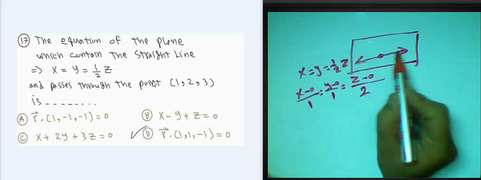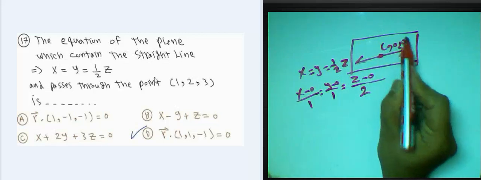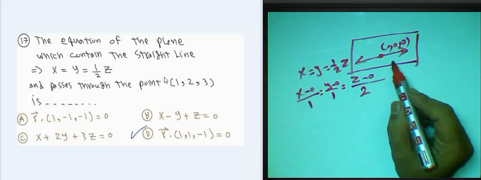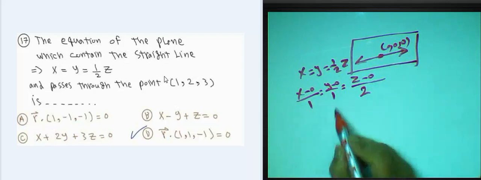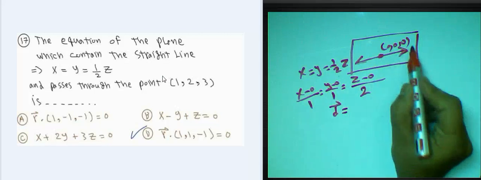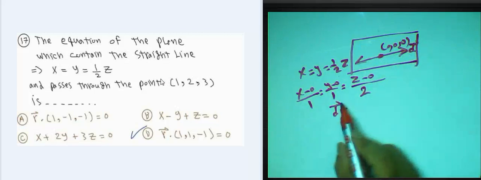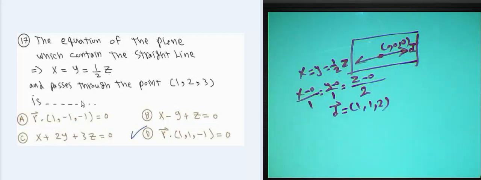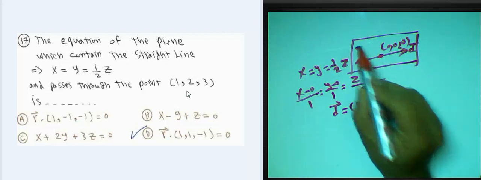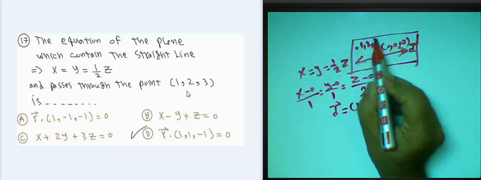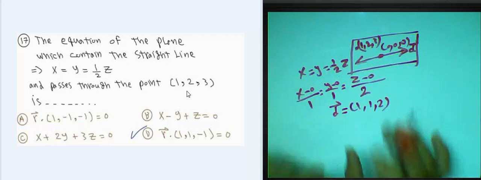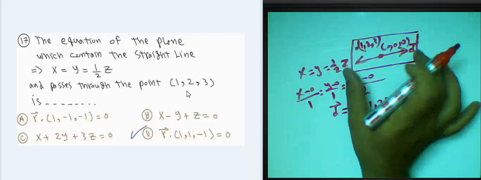Then this straight line passes through the point (0, 0, 0) and lies in the straight line, and the vector here we call it d or r as you like. The vector d about this straight line will be (1, 1, 2). And the plane also passes through the point (1, 2, 3). He gave us this point (1, 2, 3). The plane passes through the point and the straight line. We want to find the equation of the plane which contains the straight line and the point.